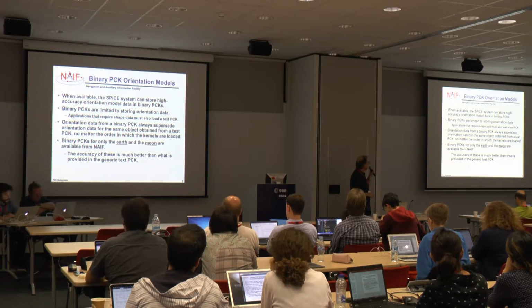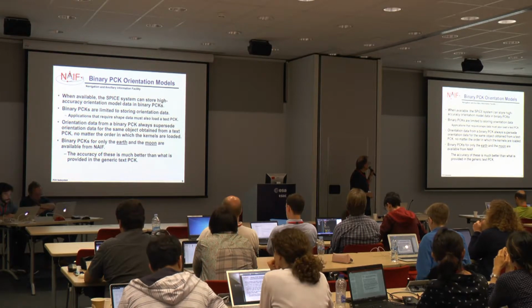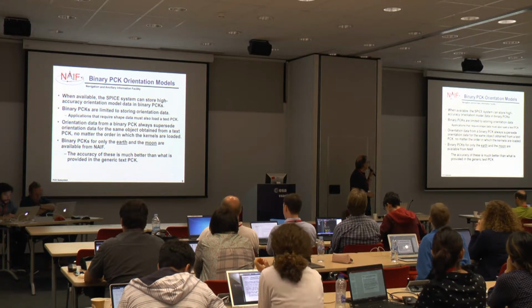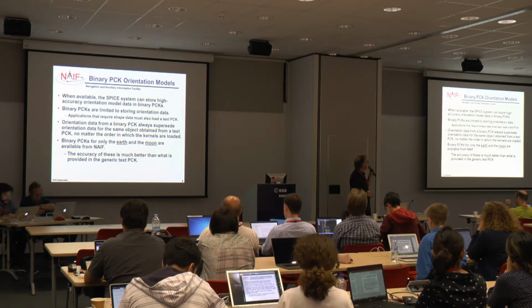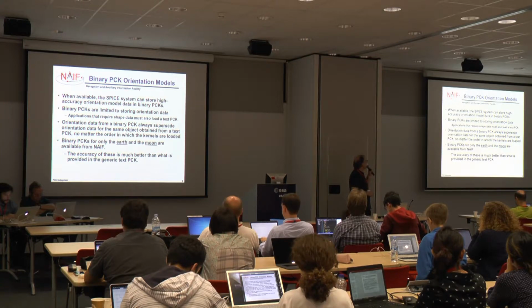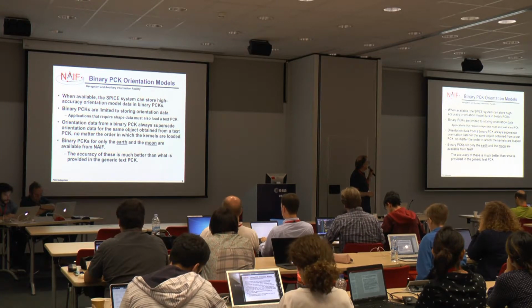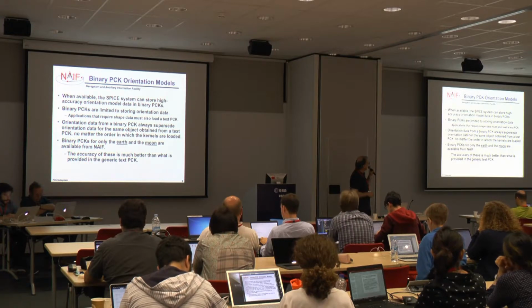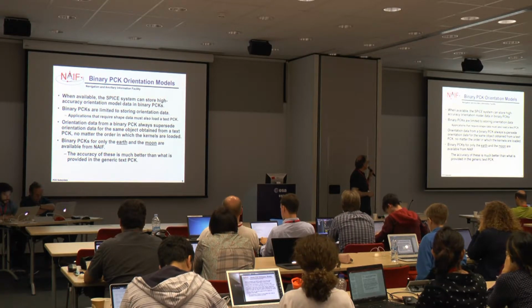However, by construction, we make sure that the binary PCKs for Earth and Moon do not use the same ID codes as are used in the text PCK, so this sort of conflict between binary and text orientation models for the same object does not occur in practice.